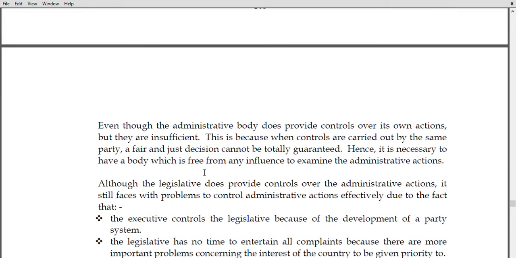Even though the administrative body provides controls over its own actions, they are insufficient. This is because when controls are carried out by the same party, a fair and just decision cannot be totally guaranteed. How can the same party make the decisions? Maybe the decision will be unjust, unfair. So there is a need to have a body which is free from any influence to examine the administrative actions, and this is called the ombudsman.